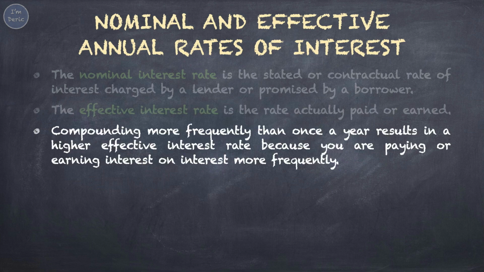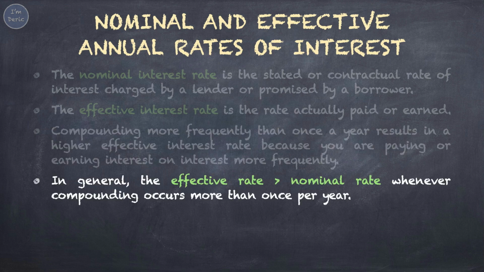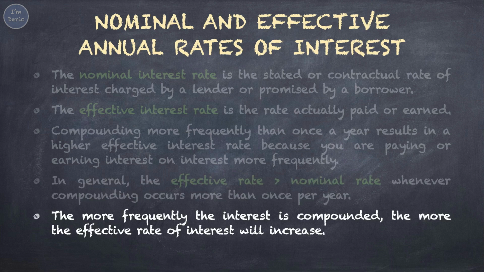Compounding more frequently than once a year results in a higher effective interest rate, because you are paying or earning interest on interest more frequently. In general, the effective rate is greater than the nominal rate whenever compounding occurs more than once per year. The more frequently the interest is compounded, the more the effective rate of interest will increase.